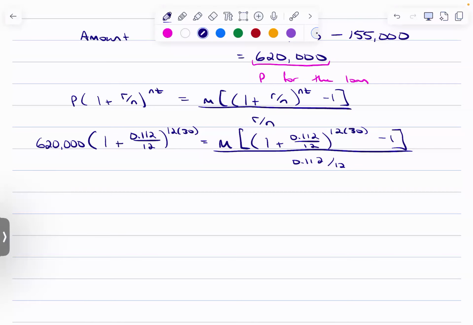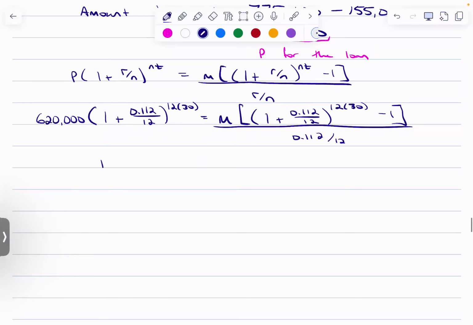Okay, 0.112 divided by 12, it's nothing nice, so I'm just going to go for it. Plus 1 to the power of 12 times 30, I'm going to store that, times 620,000. Make sure you get the right number of zeros. 1757336.69.